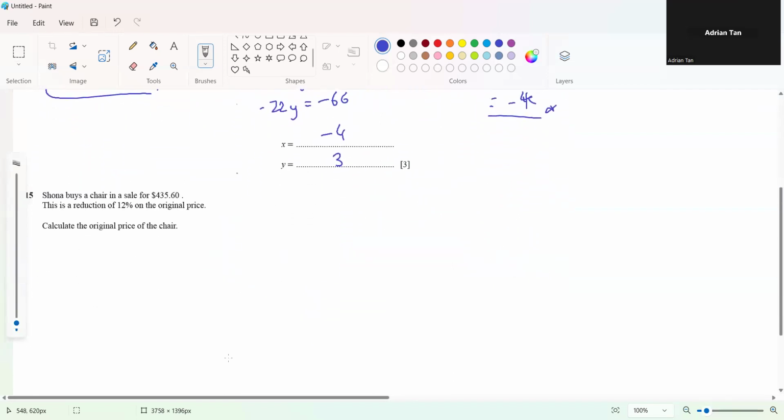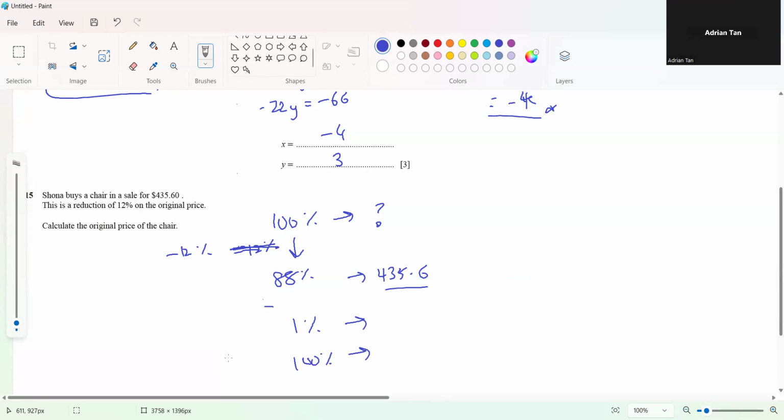So 15, Shauna buys a chair in a sale for $435.60. This is a 12% reduction on the original price. So that means the reduction has already been committed. So in other words, 12 from the 100%, we don't know what's the original price. 100% is the original price. So we know that the value dropped to 88% because it's 12% off, right? So it's minus 12%, it becomes 88%. So 88% is 435.6. So there are two approaches for this.